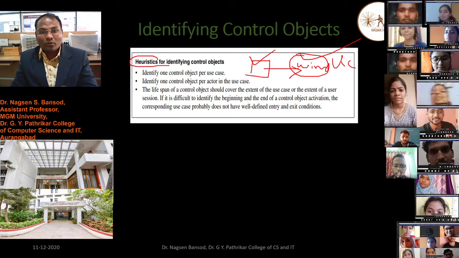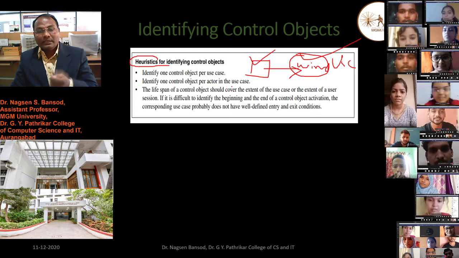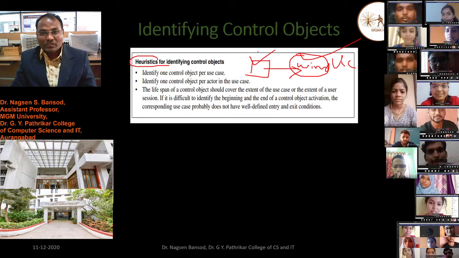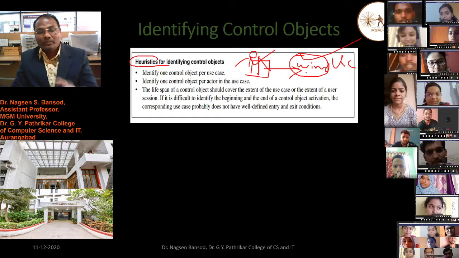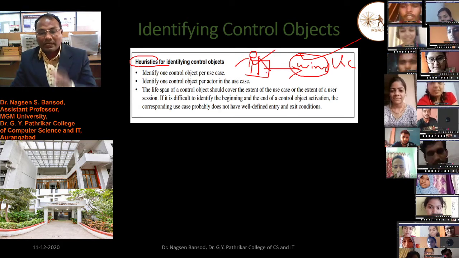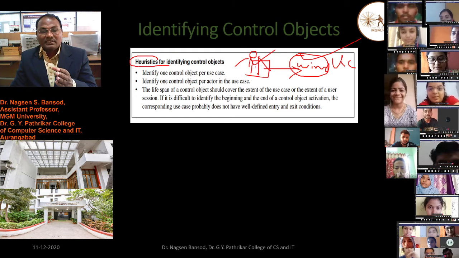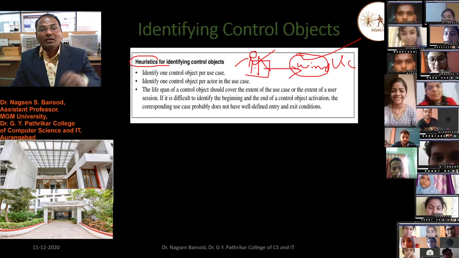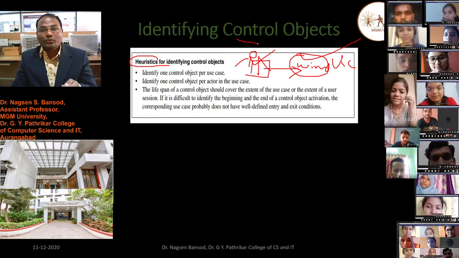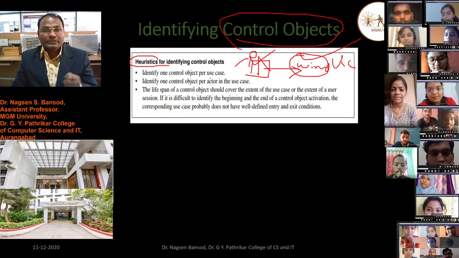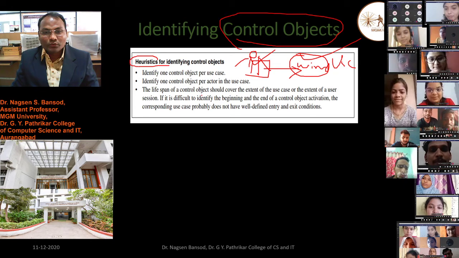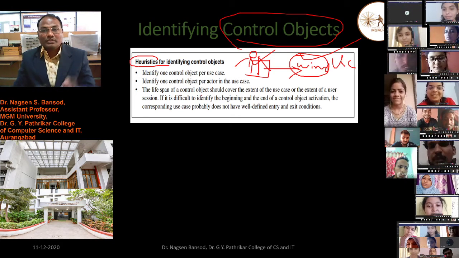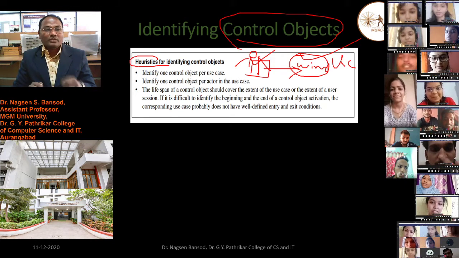Identify one control object per actor in a use case. Suppose this is an actor, a person who wants to withdraw money from the ATM machine. In that case, this actor requires a control. That control is called the control object. The lifespan of a control object should cover the extent of the use case session.